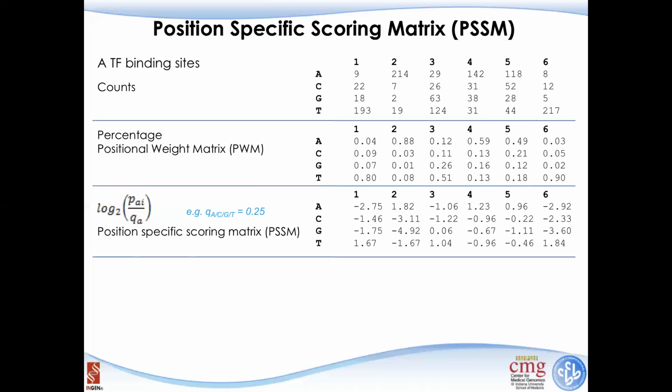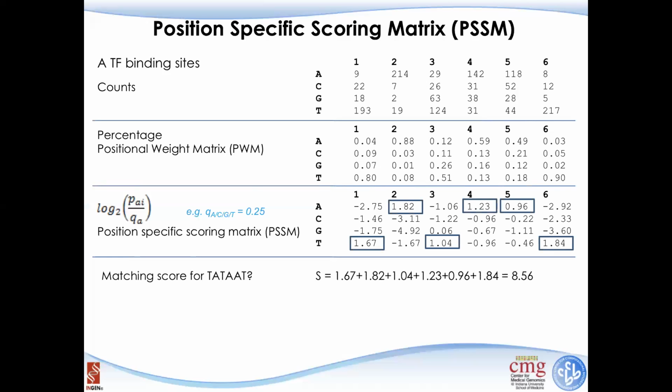Then we have the same question. If we have a sequence TATAAT, what's the score we can get? We go one by one and add them together, and we have a score of 8.56. Of course, we know for this sequence we picked the most frequent, highest frequency base at each position, so it definitely matches this motif.